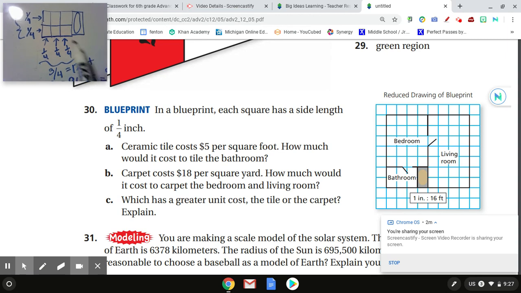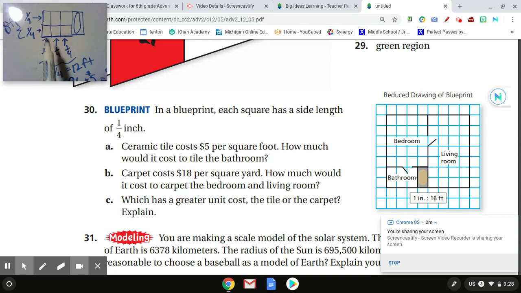All right, so this is the tub, right? So we are not going to be tiling that. Does that make sense? Okay, so each side represents a 1/4 inch. So if there are two of them, that would be a whole 1/2 inch. So 1/2 of an inch would represent 8 feet in real life. Okay, right? Because 1 inch equals 16 feet. So 1/2 an inch would be 8 feet.